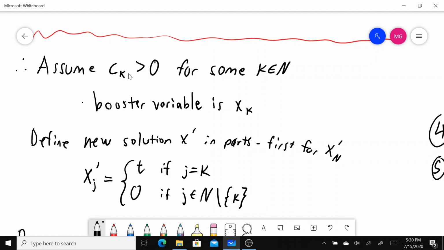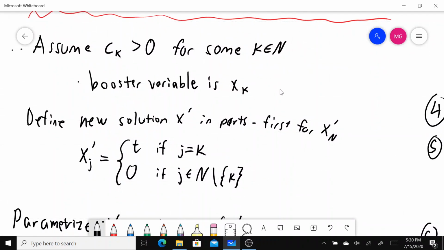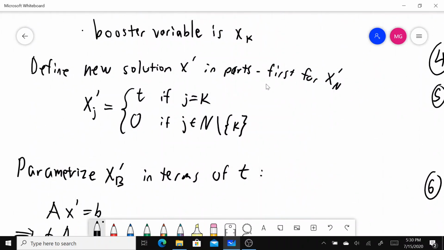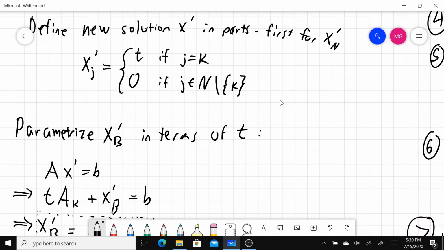So now we can assume that there is, in fact, some ck that's positive for some non-basic index k. And so the associated booster variable will be xk. And so what you do is you define a new solution x prime. And as we've already said, first define it for the non-basic components. You do that so that all the non-basic components except for the k index are all zeros. And then for the k index, you make this aesthetic change and, instead of calling it xk prime, you call it t. And then we'll figure out what t needs to be.